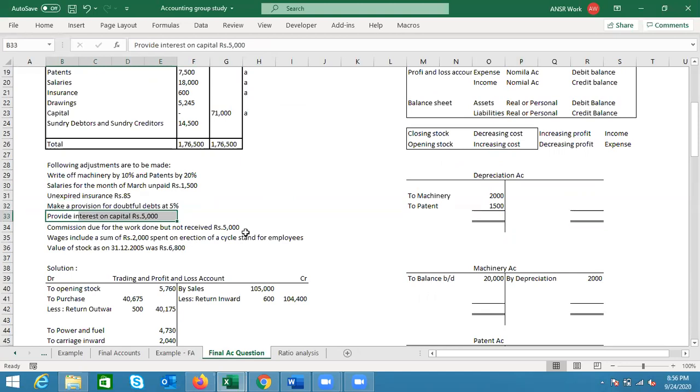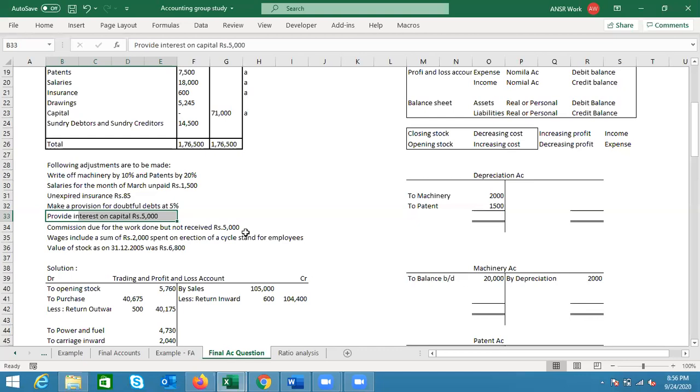If you remember, I am again telling that when we are providing interest, it means that we have not paid it. We're just acknowledging that we will pay interest on capital of 5,000 rupees. Now, interest on capital, from the language of it, we can say that it is something we are paying to the owner, isn't it? Whatever capital he has invested, we are paying him interest, basically.